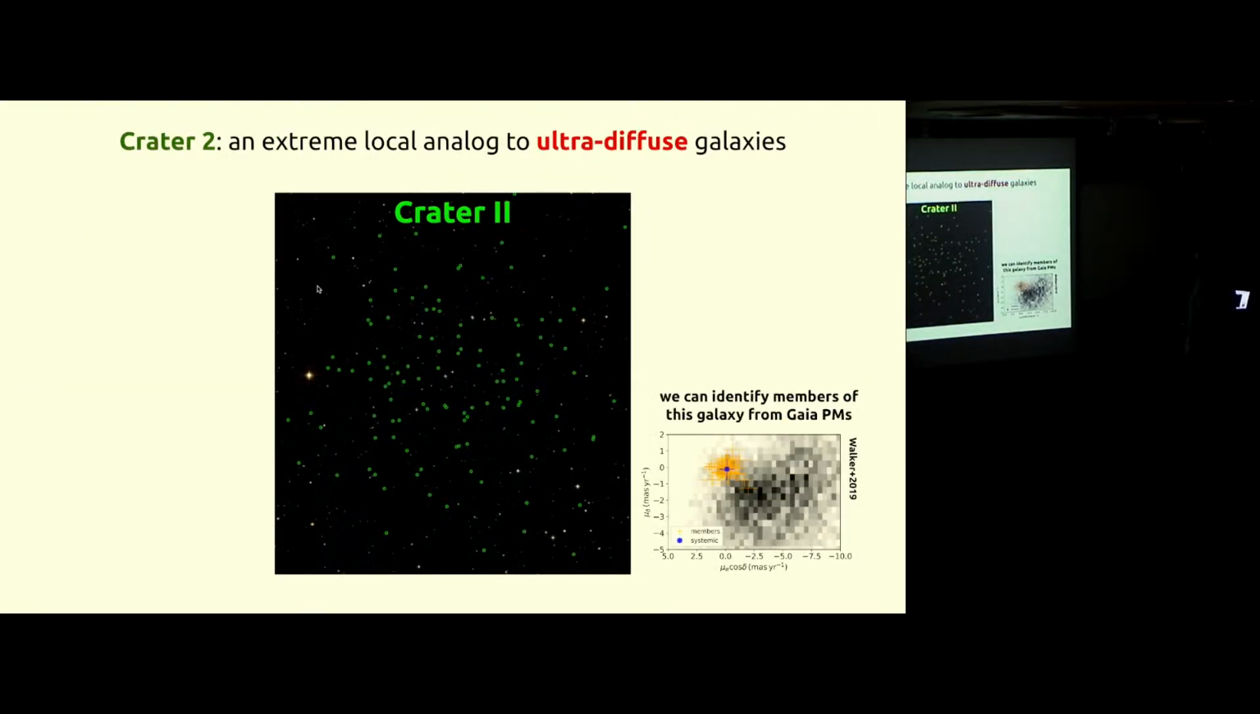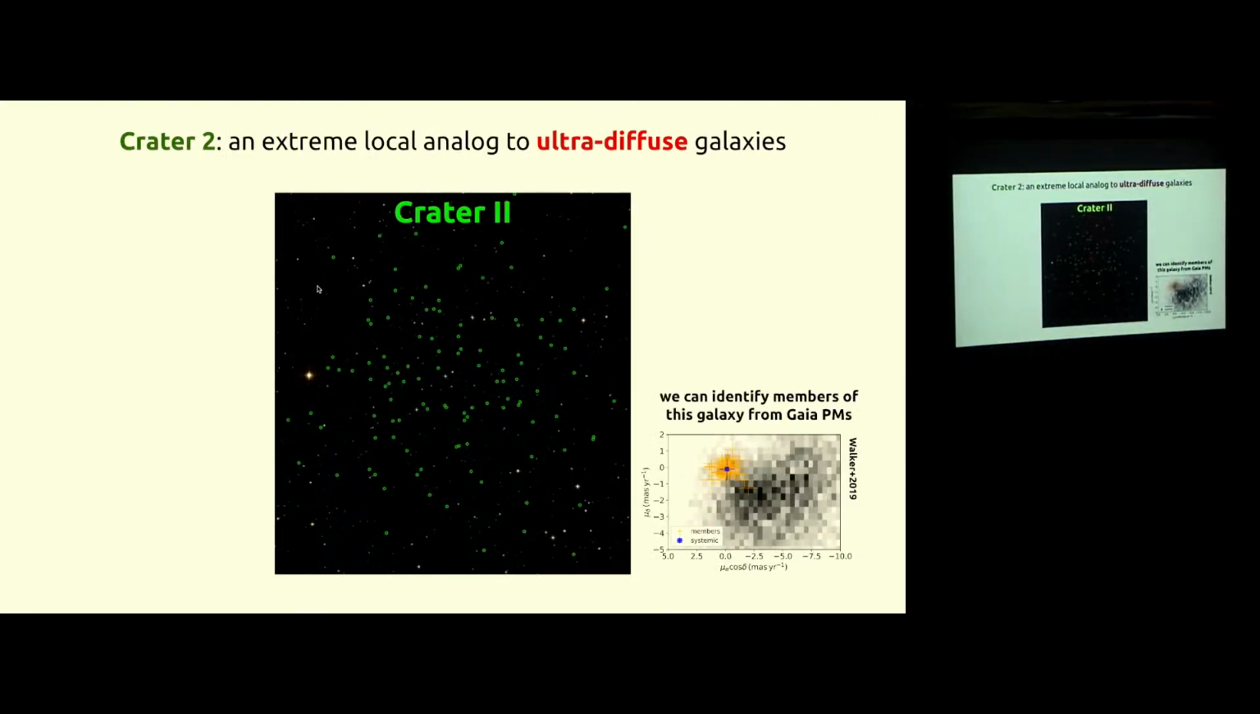So this galaxy right here is called Crater 2, which is the galaxy that people say does not exist because this is the central region of the galaxy, and there is nothing there. And there's nothing there because this galaxy really is extremely, extremely diffuse. The ultra-diffuse terminology is already taken, but this galaxy is really a lot more diffuse than ultra-diffuse galaxies.